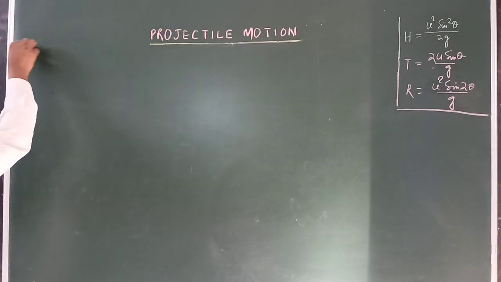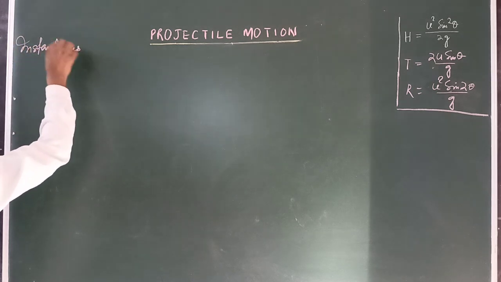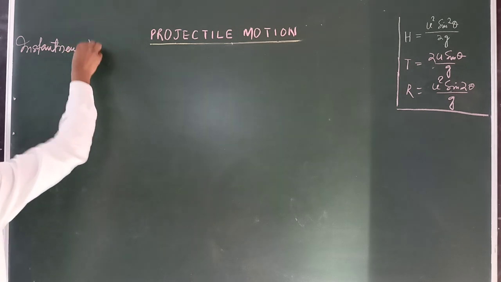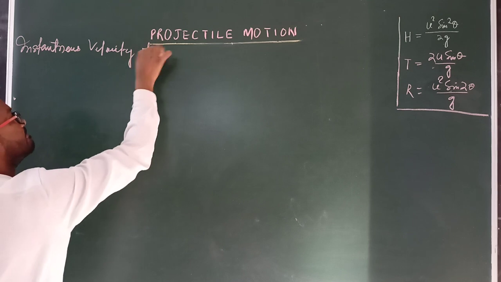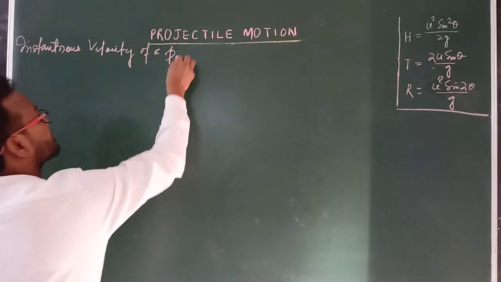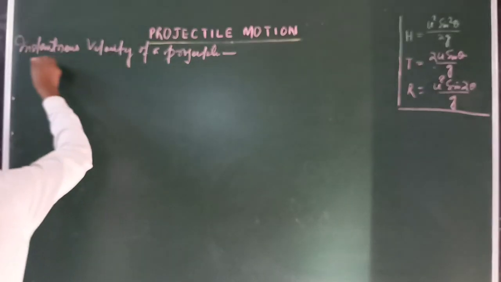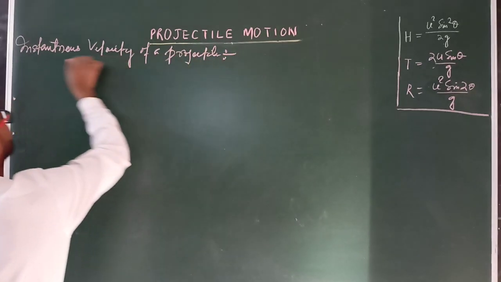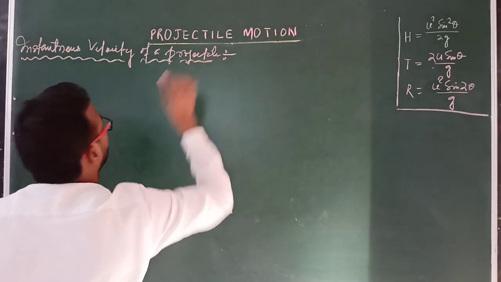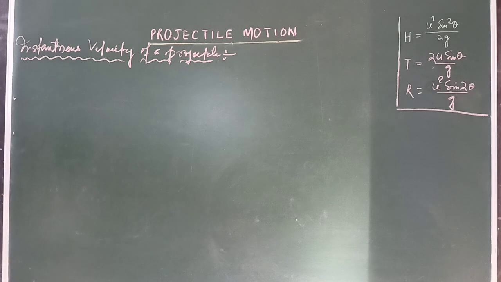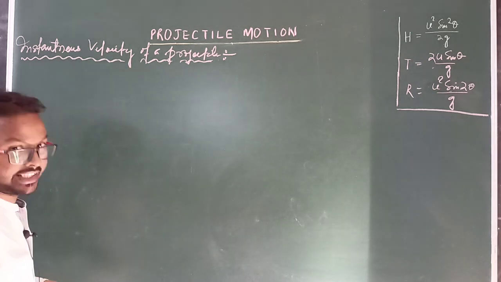Instantaneous velocity of a projectile. Okay, so the first important thing is, first we have to draw a clear diagram.